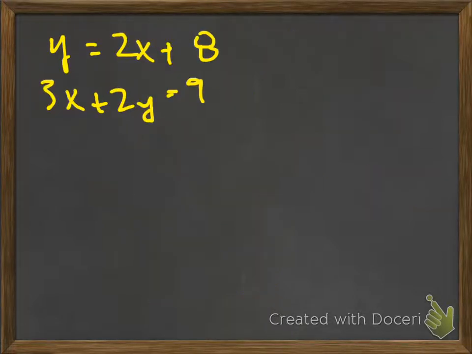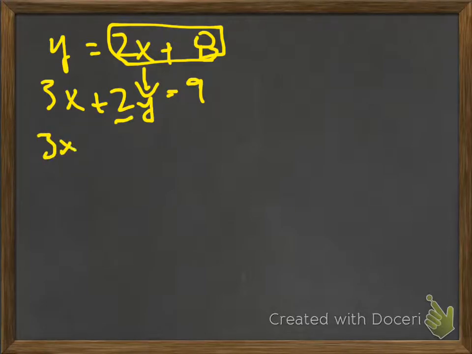Okay, my next example: y is equal to 2x plus 8, and 3x plus 2y equals 9. Now I'm putting this example in just to give you a little bit different taste, because if you look here, yes, the y is all by itself, and I'm going to put that 2x plus 8 in place of that y. But you notice there's this 2 on the outside. You're going to have to make sure that stays there. So watch what I do. 3x plus 2 parentheses equals 9. So that parentheses represents the y. And what am I going to put in place of the y?